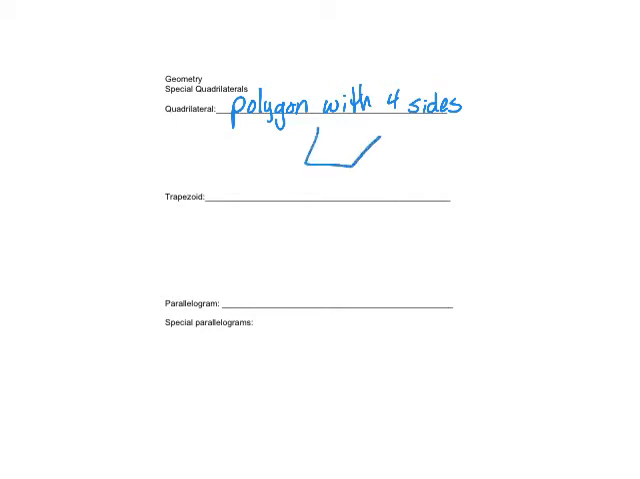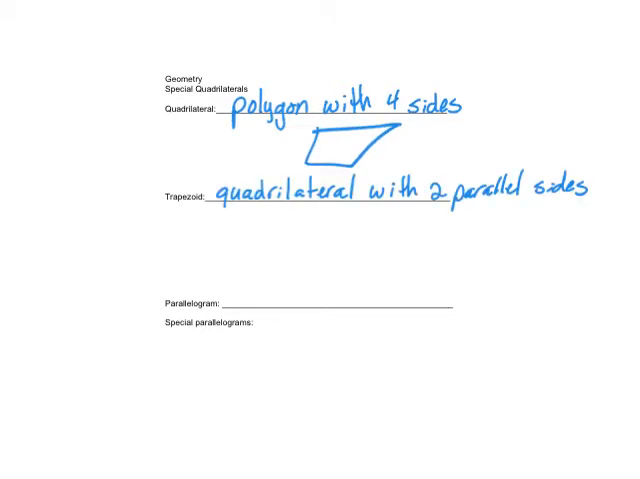it can really look like anything as long as there's four segments. But we have special quadrilaterals. The first one is a trapezoid. And a trapezoid is a quadrilateral with two parallel sides.